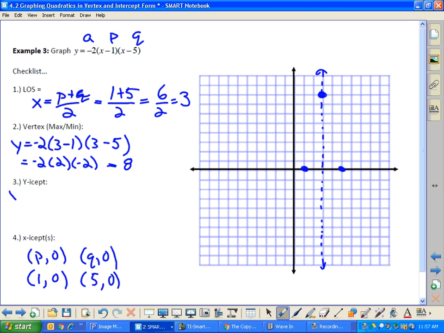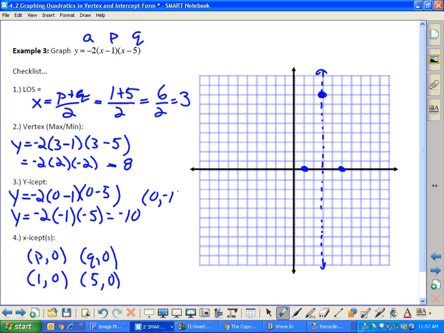Y-intercept, we're just going to let x equal 0 and do your order of operations. That is it. So you get (0, -10). This guy down here. You're just kind of drawing your U-shaped graph and label it.